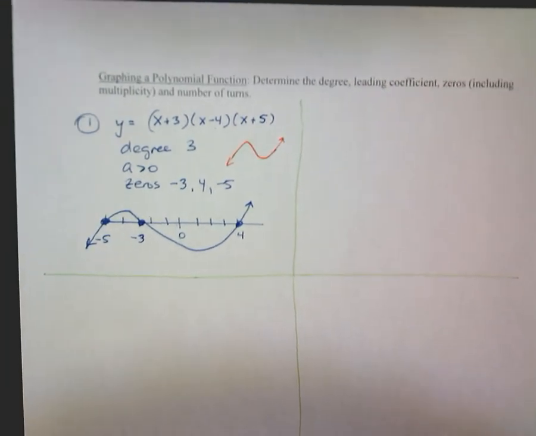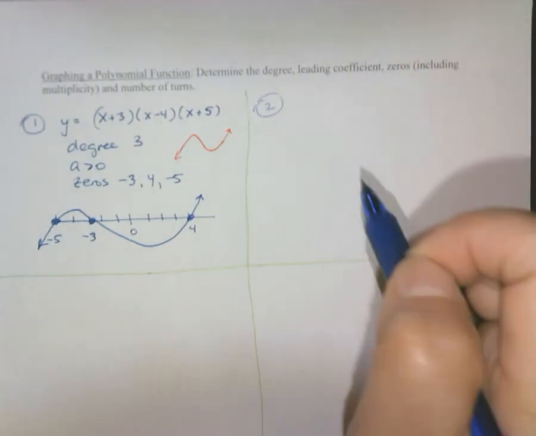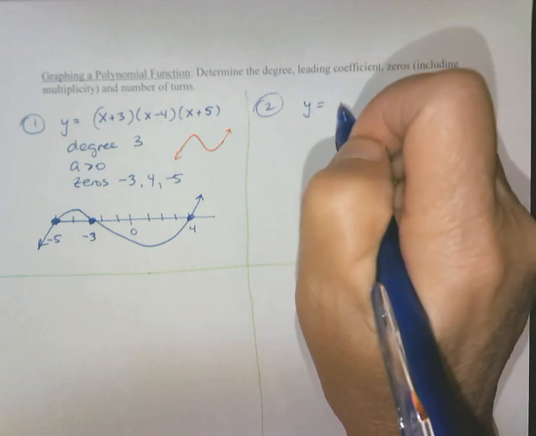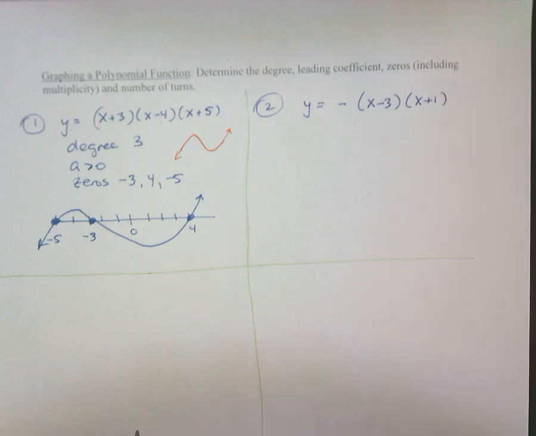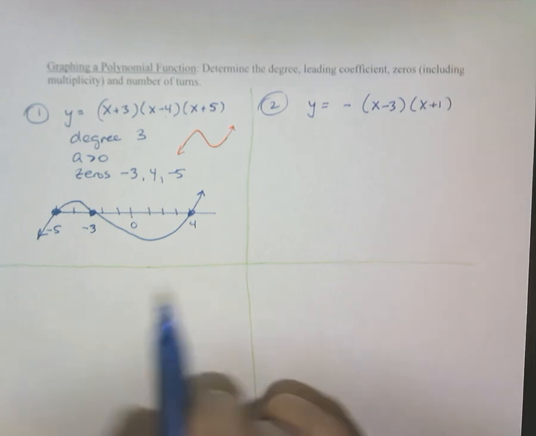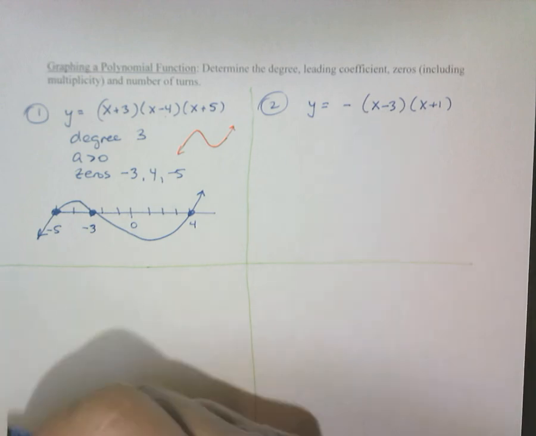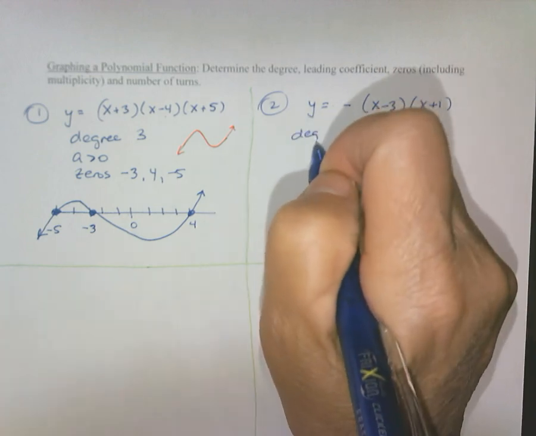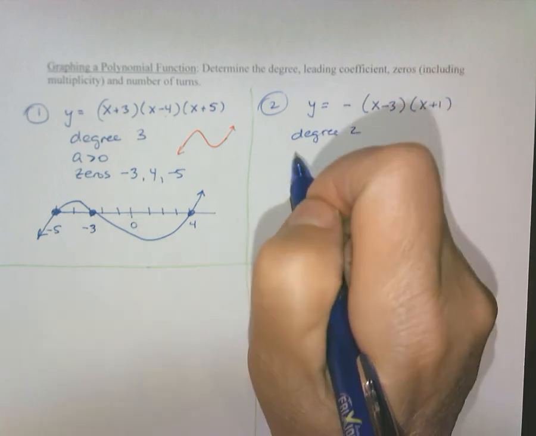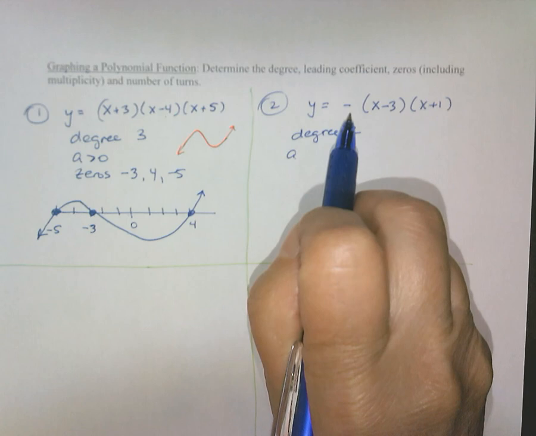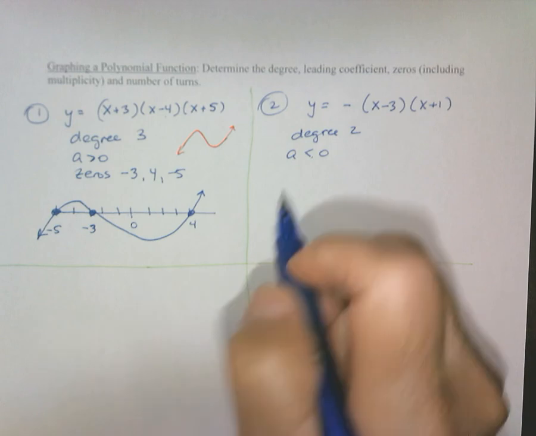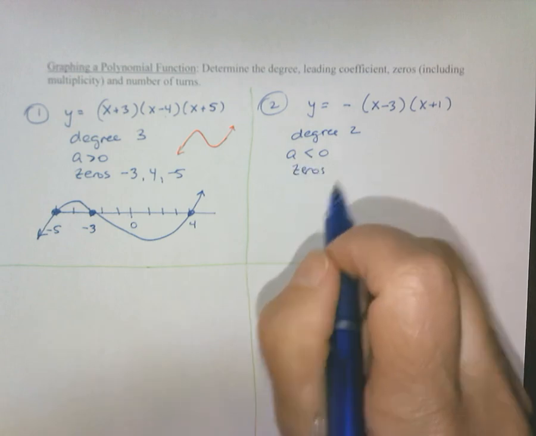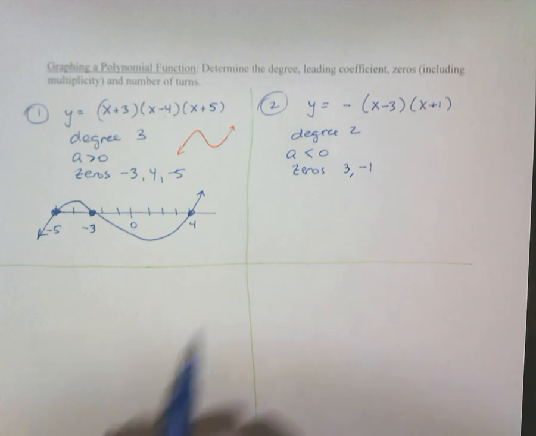We'll see how many I can get on this page. Let's do another one. Okay, so I'll look at this one. The degree is 2. If I were to multiply this together, I get something x squared. So my degree is 2. My leading coefficient, I have a negative in front. So if I multiply this all out, it's going to get a negative x squared. So my leading coefficient is negative. And my zeros are going to be a positive 3 and a negative 1.